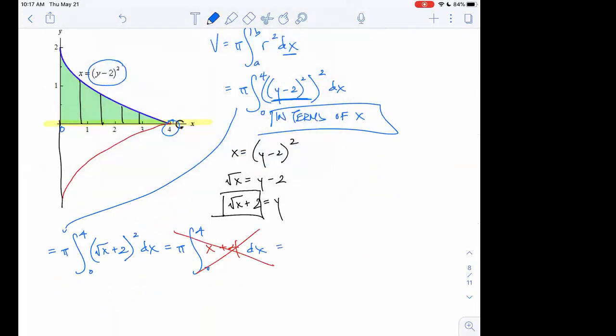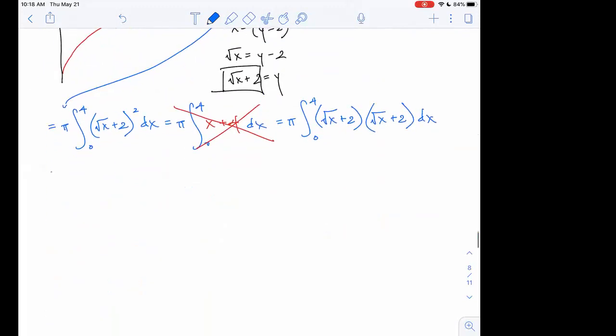But what we do want to do is recognize that we're going to need to FOIL here. So I have square root of x plus 2 times square root of x plus 2 dx. Okay. Now, when we FOIL, right, we multiply the first term. So square root of x times square root of x is x.